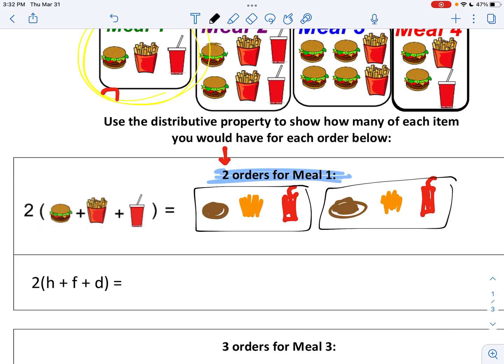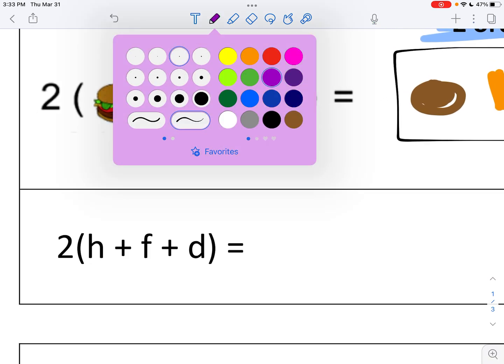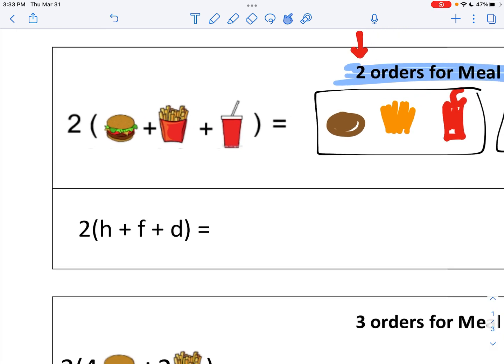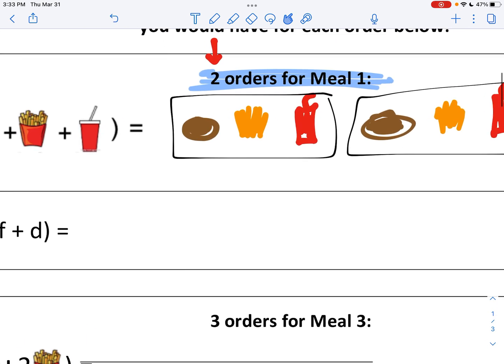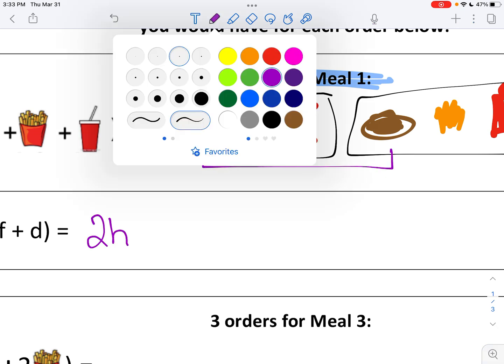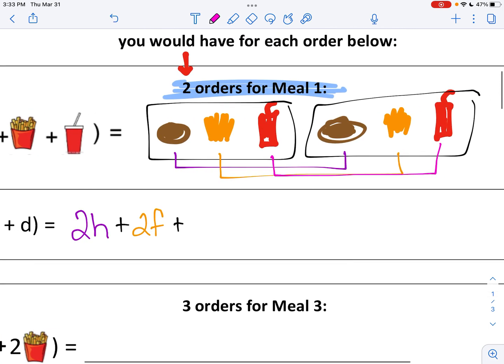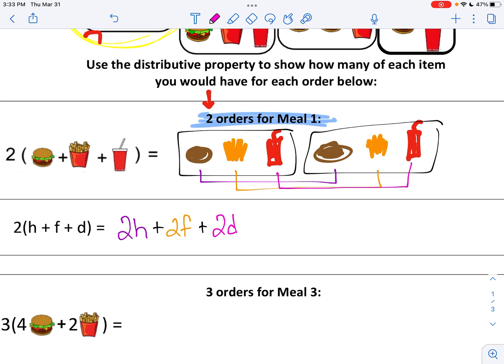Down below, here it is with letters. So first it says H for the hamburger, then it says F for the fry, then it says D for the drink. So now I'm just going to write out what I have in these pictures. I have 2 hamburgers, 2H, and I have 2 fries. So because I said and, I'm going to put a plus. And I have 2 drinks. There it is. 2D.